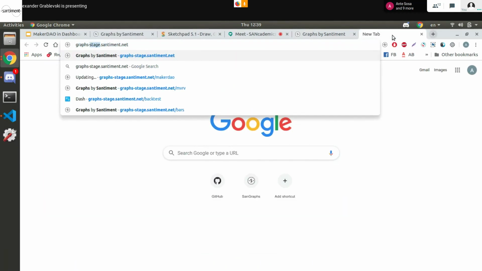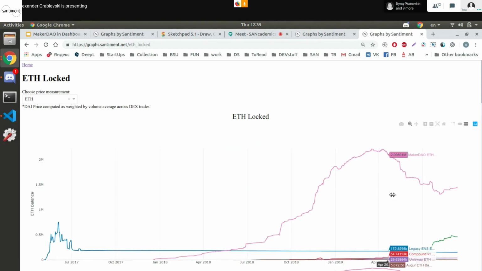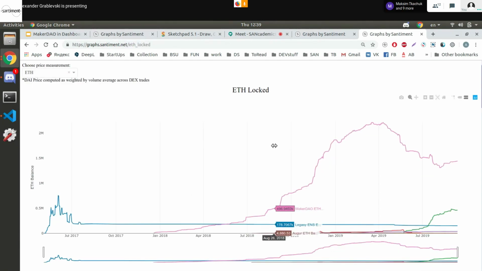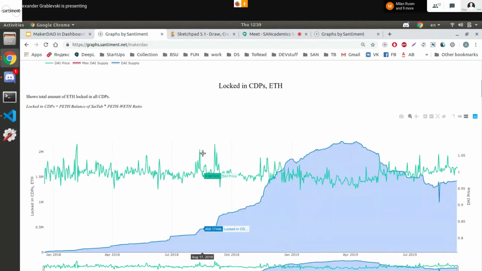You can check the stats on our dashboard called ETH-locked. You see that the ETH locked in MakerDAO, this pink line, is much bigger than what is locked on Compound, Uniswap, or Augur. So Maker is the top DeFi app built on Ethereum, which is nice, and that's why we put a lot of effort into developing this.